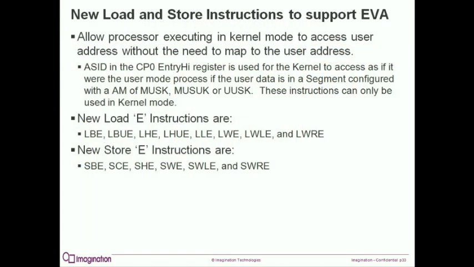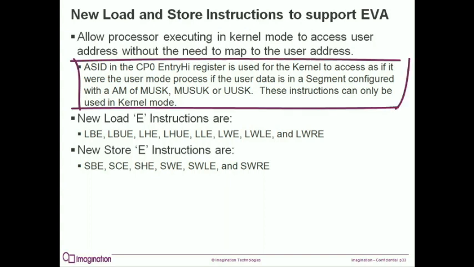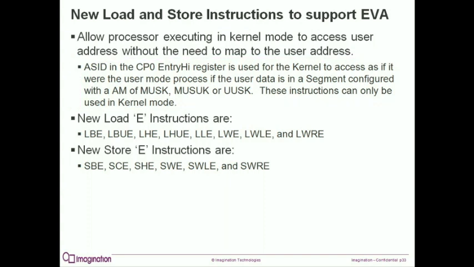The MIPS32 R3 architecture includes load and store instructions that allow the kernel to access user space as if it were the process whose ASID is currently set in the CP0 EntryHi register. The E instructions function exactly in the same fashion as their counterparts, except that the address translation is performed using the user mode virtual address space mapping in the TLB.